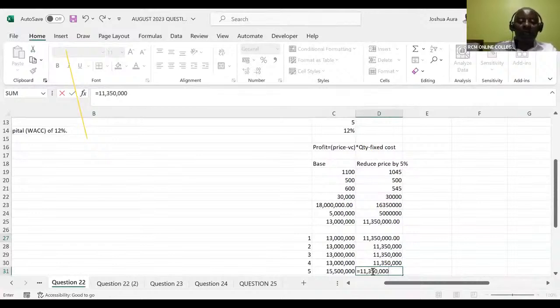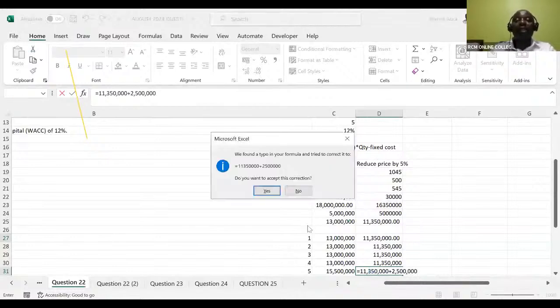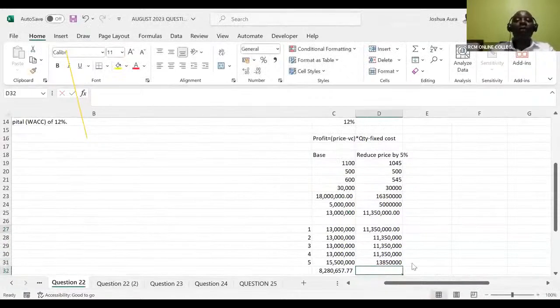But remember, there is a scrap value, so plus 2.5 million actually, like that. Great. So it gives me this, it gives me that. So ladies and gentlemen, is there anybody who has been able to really reach where I have reached? Anybody who has been able to reach, like getting these cash flows here?